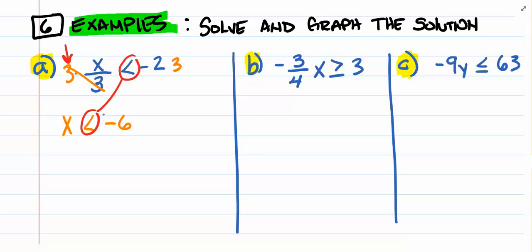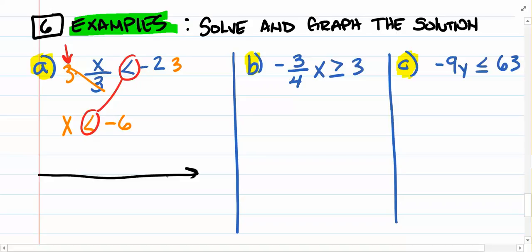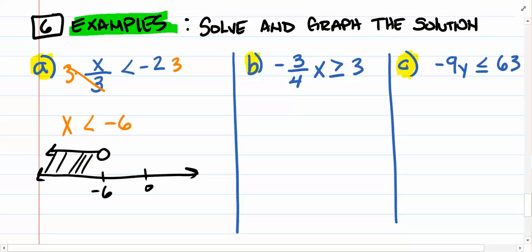So therefore, I graph my solution. I give you 0, I give you negative 6, and I put an open dot above negative 6 because it is strictly less than. I'll erase that for you so you can see. And I shade to the left. That's how we would do part A.